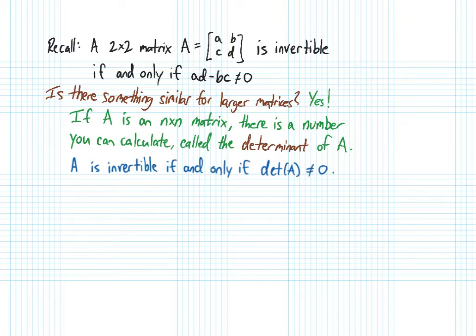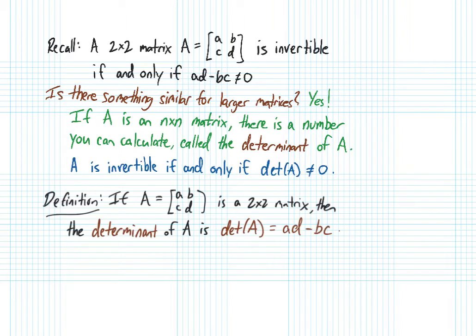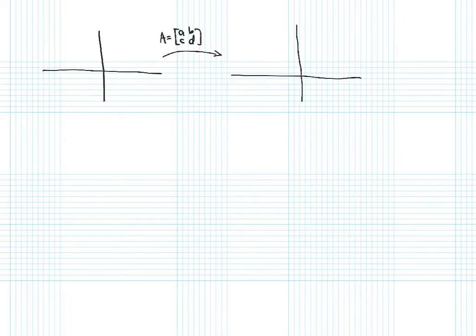Before we get into that, it might help to get a better sense of what is going on in the 2 by 2 case. So let's start just by defining the determinant in the 2 by 2 case to be AD minus BC. So to get an idea of what the 2 by 2 determinant means, let's look at the matrix A as a transformation.